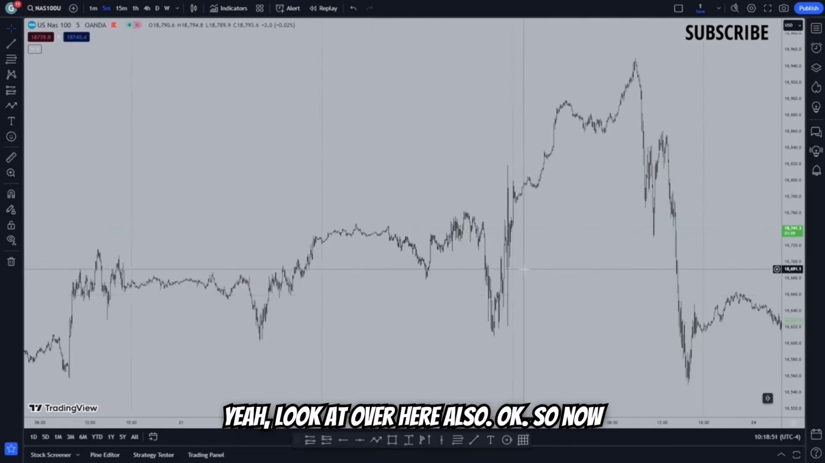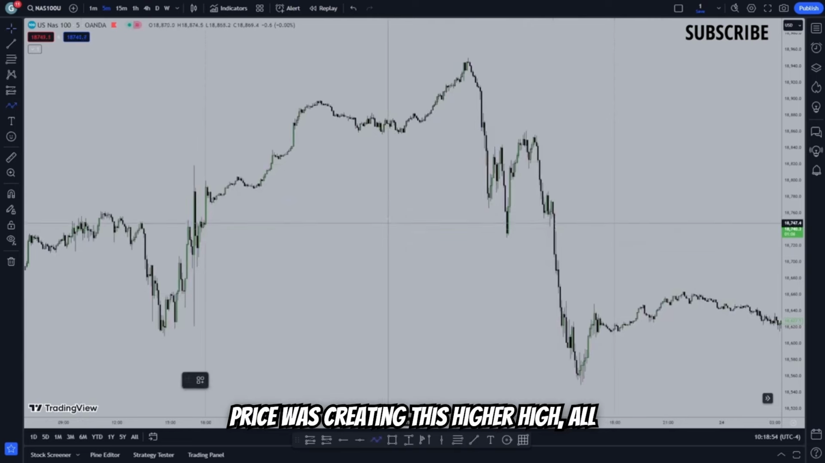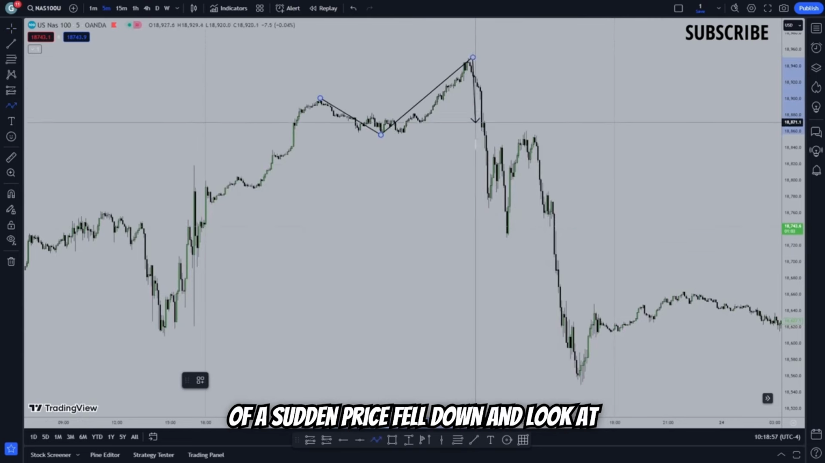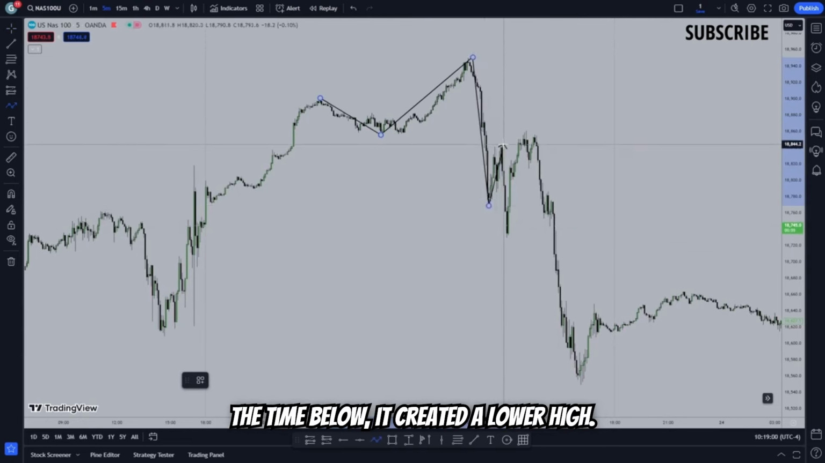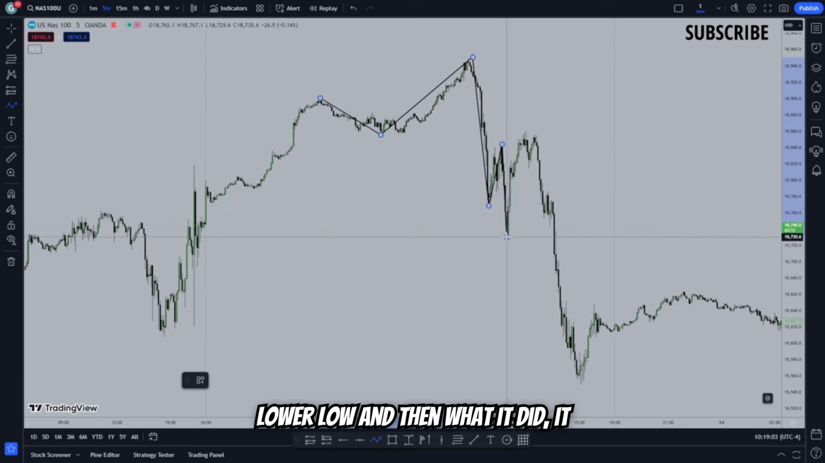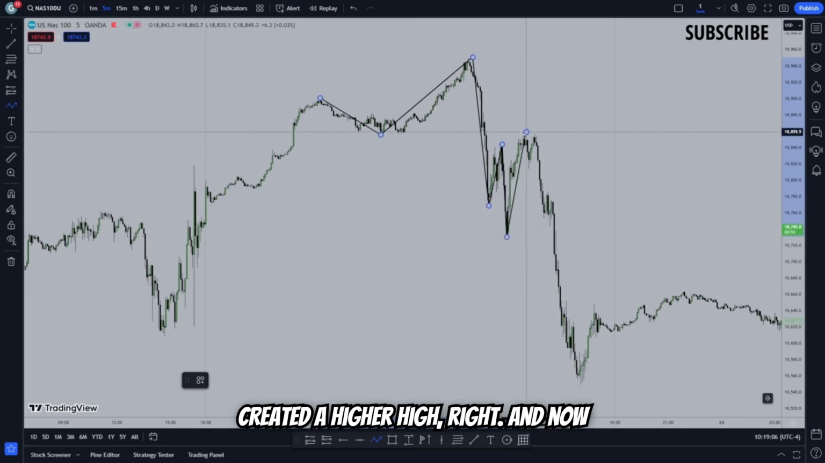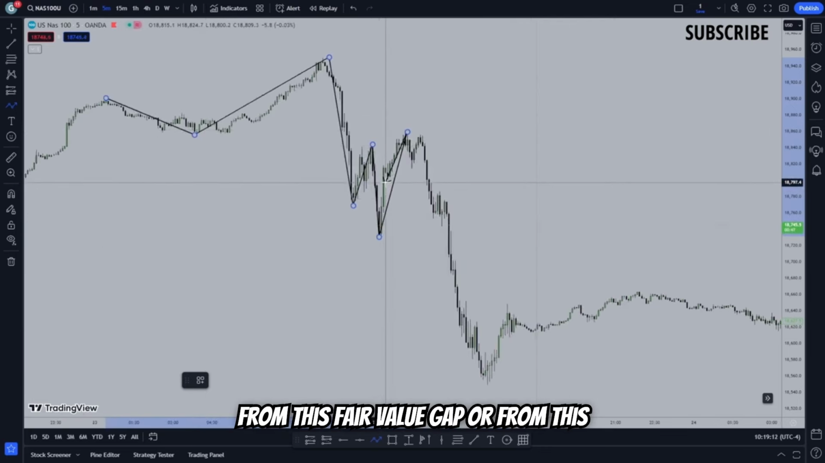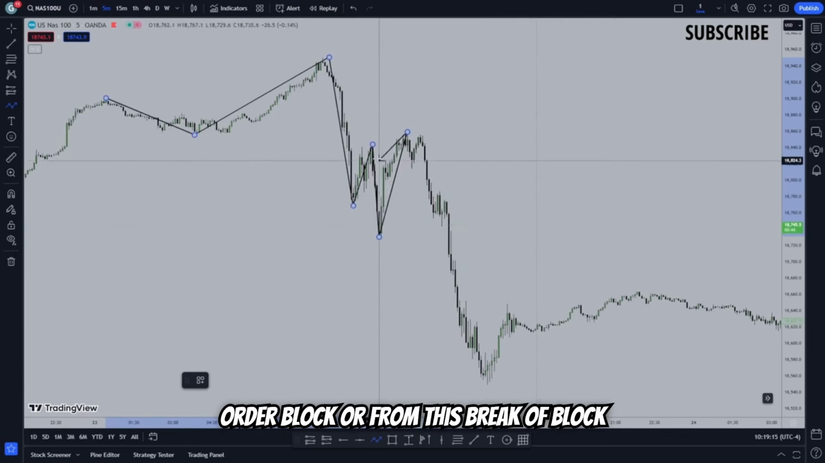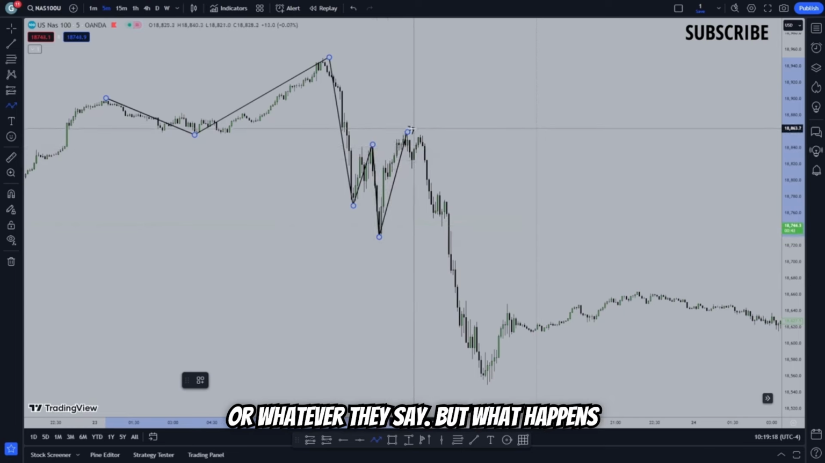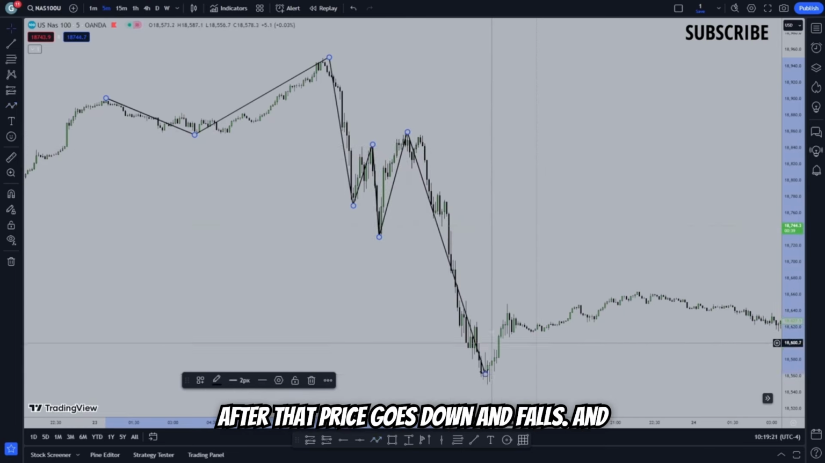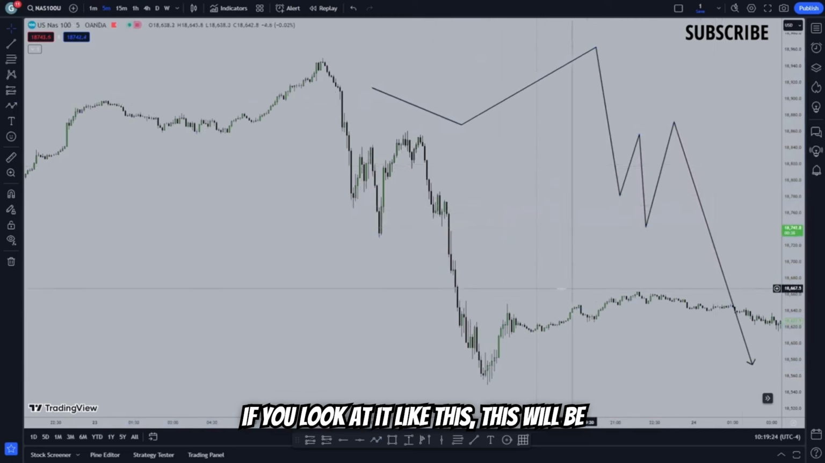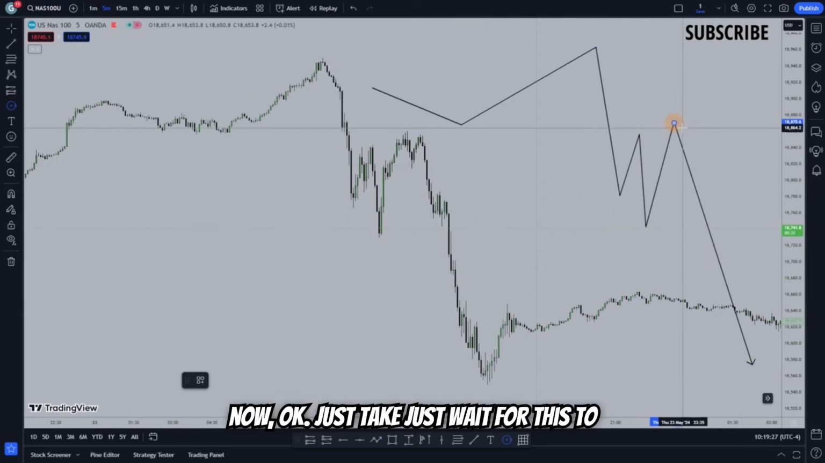And I don't think we have a consolidation part over here also. Yeah, look at over here also. Okay, so now price was creating this higher high, all of a sudden price fell down, and look at the time below, it created a lower high, lower low, and then it created a higher high, right? And now people will think that price will go up from this fair value gap or from this order block or this break of block or whatever they say. But what happens after that? Price goes down and falls. And this will be our orange spot, which I taught you right now. Okay, just wait for this to happen in the charts.